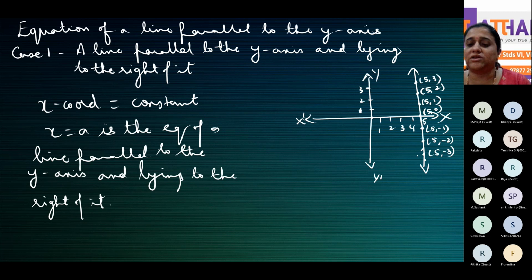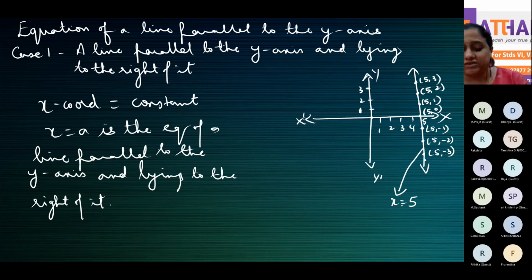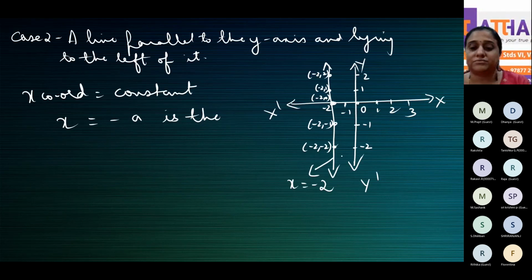What's the equation of this line, children? X is equal to 5. Yeah, x is equal to 5 is the equation of this line. So the equation of this other line is x is equal to minus 2, because x is always minus 2.